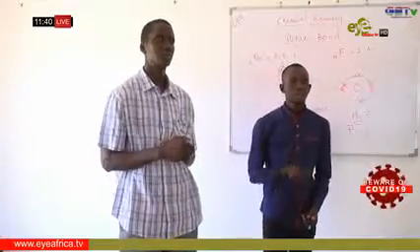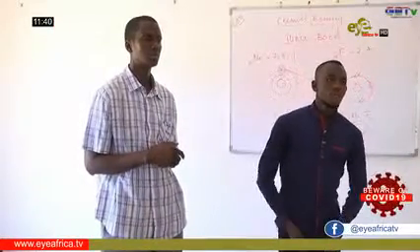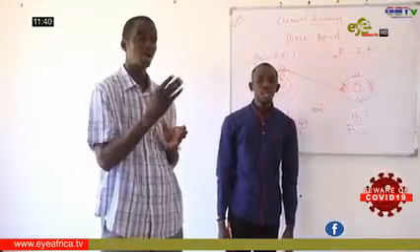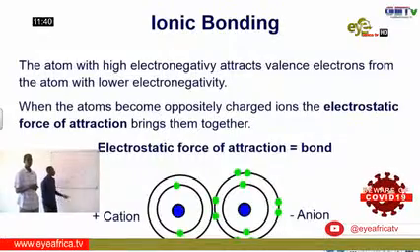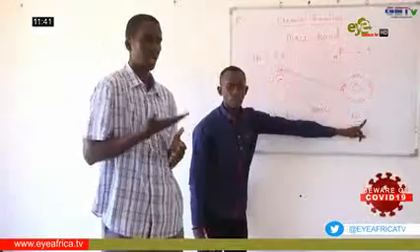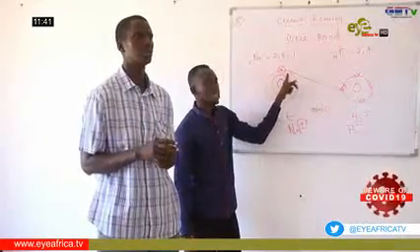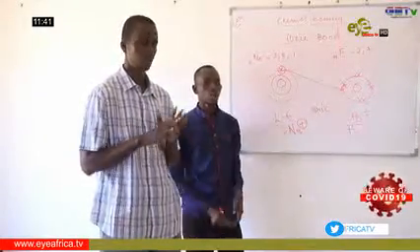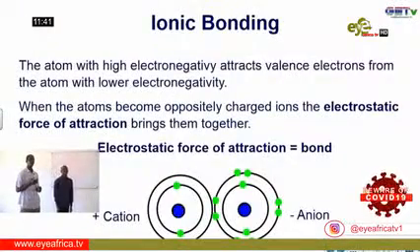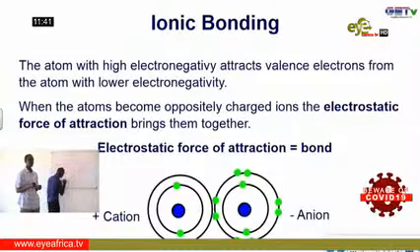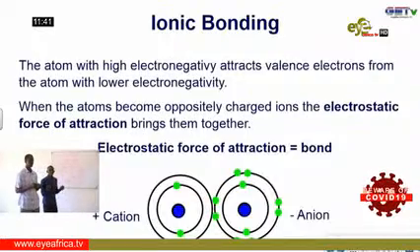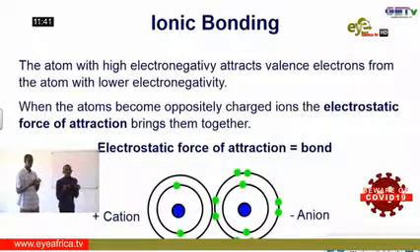Now we also have, still on the ionic bond, we said the atom with the high electronegativity attracts valence electrons from the atom with the low electronegativity. That's the same thing that happens here. So this one has a higher value when it comes to electronegativity, so it will easily what? Attract the valence electron from the one with the what? Low electronegativity. Now, when the atoms become charged ions, the electrostatic force of attraction brings them together. That is, the electrostatic force of attraction will hold this positive charge and this negative charge together, and this will result in the formation of a stable compound.